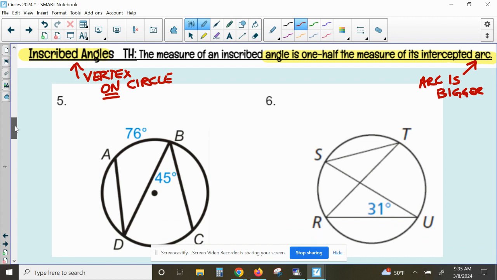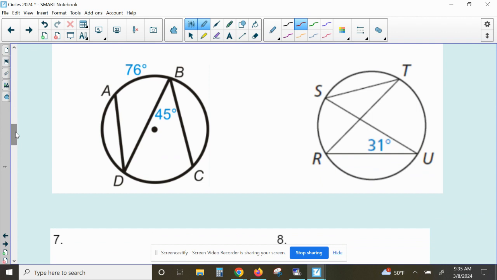Okay, I'm going to scroll, okay? 3, 2, 1. Scrolling. Okay, so let's look at picture number 5. So do we have some inscribed angles in this picture? How many angles are in this picture?